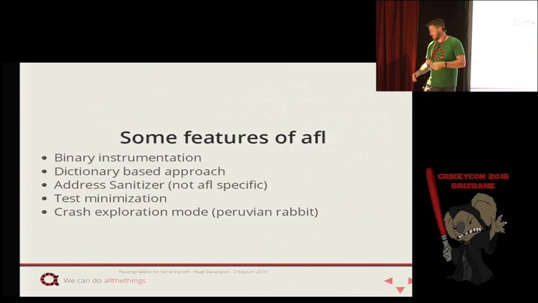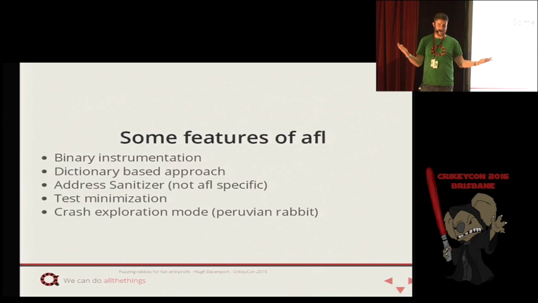So some features of AFL. There's the binary instrumentation that I've talked about earlier. There's the dictionary-based attack. There's address sanitizer, which isn't strictly AFL specific, but it's something that is very useful to run alongside AFL. AFL can also, once you get a crashing input, you can minimize it.